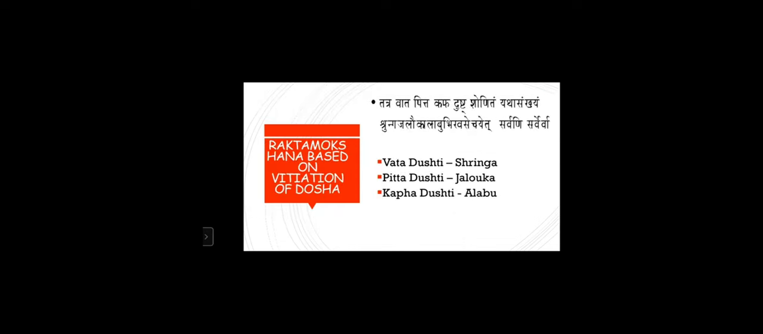Then based on vitiation of dosha, we have to use them according to the dosha predominance. Vata, Pitta, Kapha Dushtam Shonitam, Yathasankhyam, Shringa, Jalauka, Alabu. So Shringa for Vata, Jalauka for Pitta Dushti, and Alabu for Kapha Dushti. These have all been compiled from Ashtanga Sangraha, Hridaya and others.